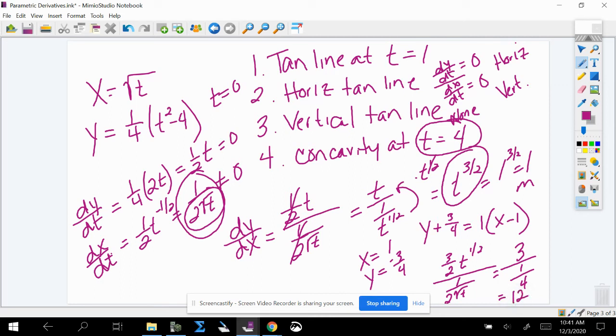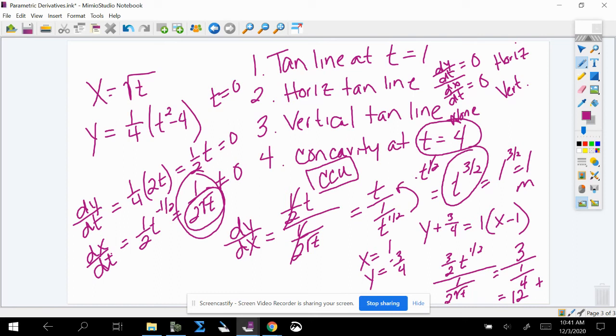And really with concavity, I'm not as concerned about the number as I am concerned about the sign of it. So positive versus negative. Since I have a positive second derivative, that tells me that this graph must be concave up at t equals 4.